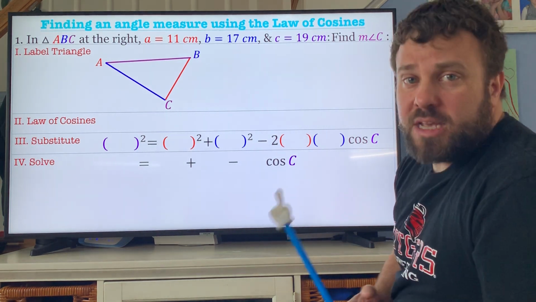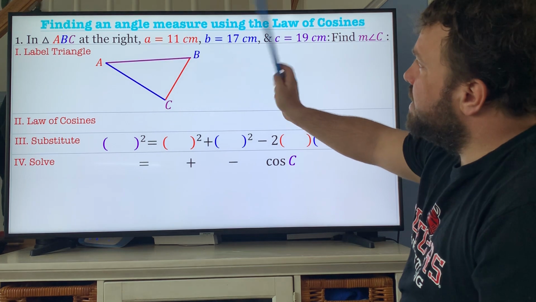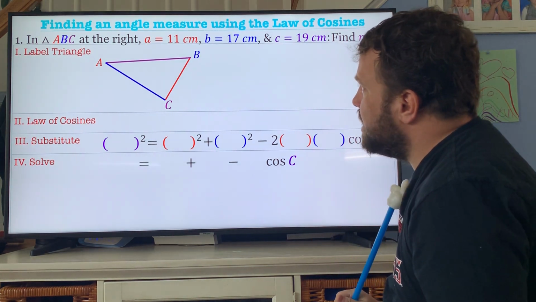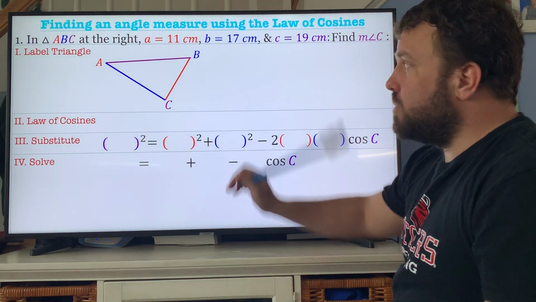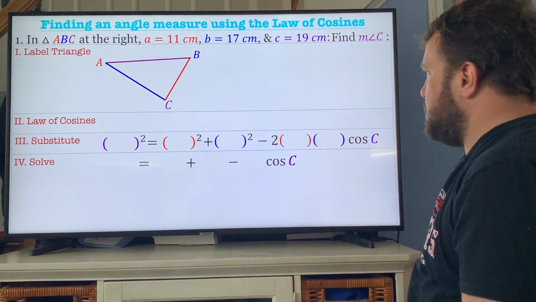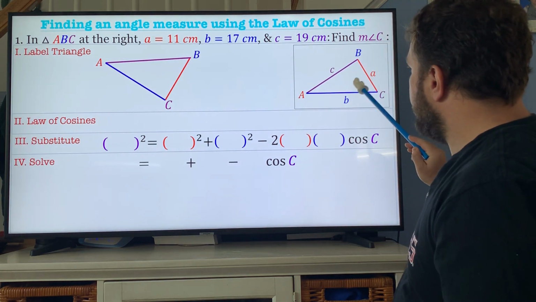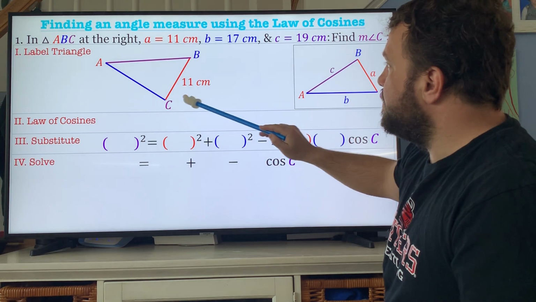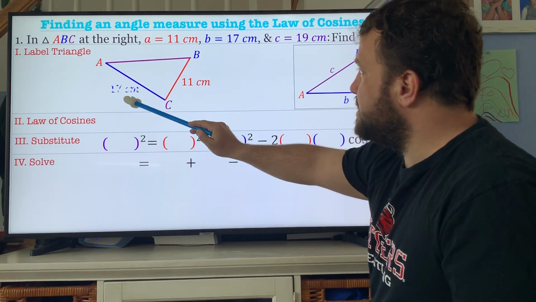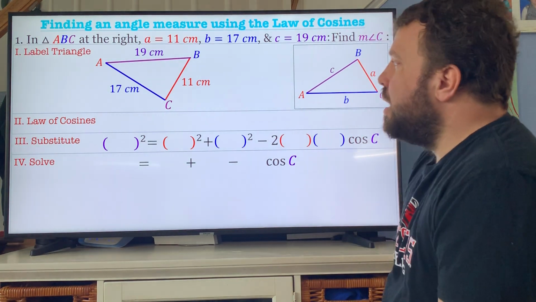So let's go try an example together, and then I'll let you try a couple on your own. In this triangle, a is 11 centimeters, so let's label that. b is 17, c is 19. You have to label them based on the angles. So, a is across from A, b is across from B, c is across from C. So, across from A is 11, across from B is 17, and across from C is 19.